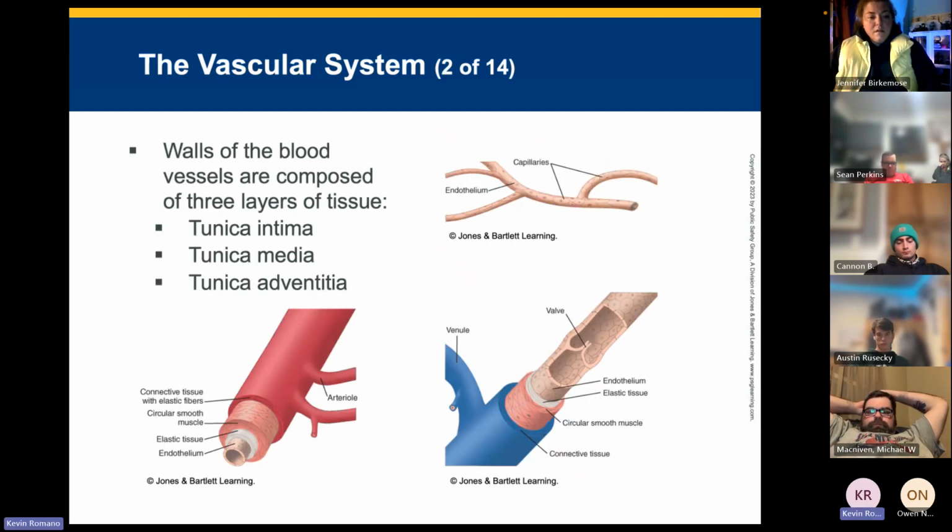So the walls of the blood vessels are composed of 3 layers, right? There's a smooth, thin layer called the tunica intima, or the endothelium. The middle layer, the tunica media, is composed of the elastic tissue and smooth muscle cells. And the outer layer is called the tunica adventitia, which consists of the elastic fibrous connective tissue, right? I can guarantee you're going to see this on an exam.